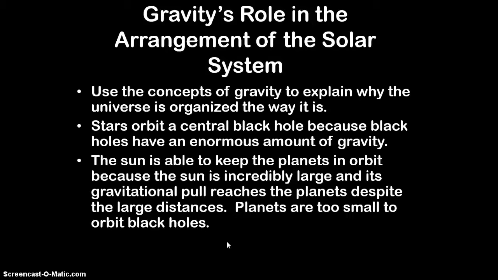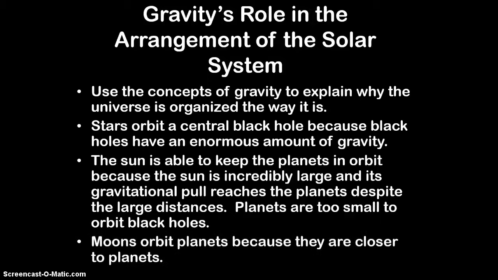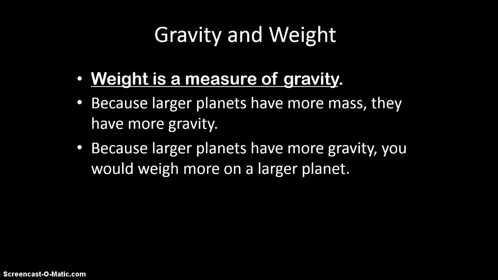So in a galaxy, stars have planets that orbit around them in the solar system. The star is going to orbit a black hole because it has so much gravity and the star is so big. Planets are going to orbit around our sun because in comparison they are pretty big compared to moons and asteroids and comets and things like that. Moons orbit planets because they are closer to the planet.